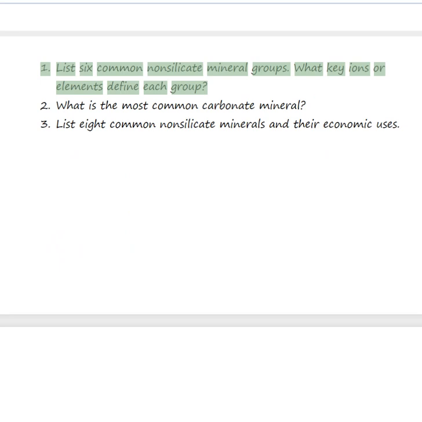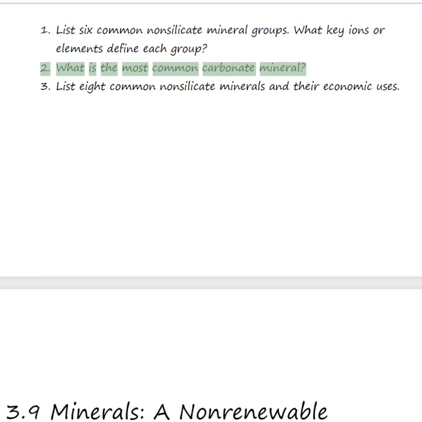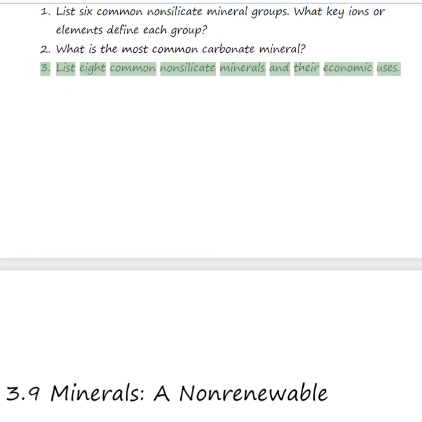Concept checks 3.8. 1. List 6 common non-silicate mineral groups. What key ions or elements define each group? 2. What is the most common carbonate mineral? 3. List 8 common non-silicate minerals and their economic uses.